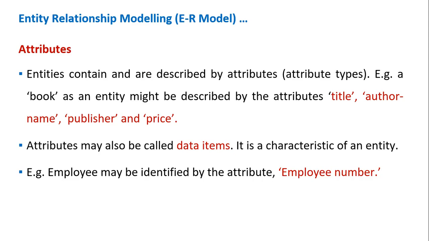You can say a book has a title, a book has an author name, a book has a publisher, and a book has a price. Those are attributes on that particular entity, and those are what you should know. You should be as descriptive as this particular entity allows you.